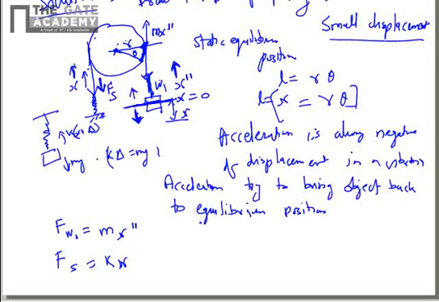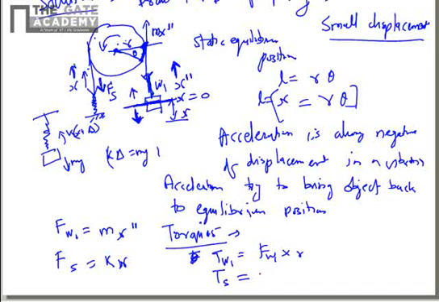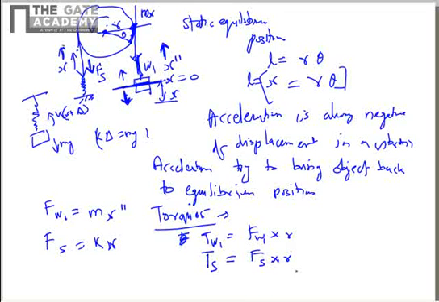Now these two forces, Fs and Fw1, are acting in such a direction that they will exert a torque on the pulley. So the torque on the pulley due to weight 1, torque W1, will be equal to Fw1 into R, and torque due to spring force will be equal to force of the spring multiplied by R. And what is the nature of the torque? This is anti-clockwise, and similarly the Ts is also acting anti-clockwise.